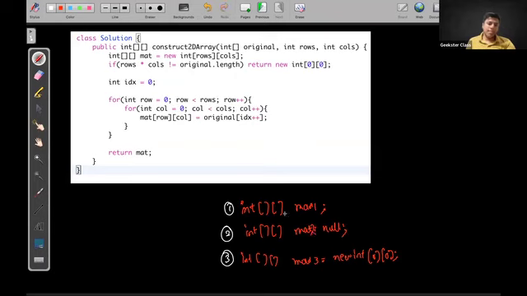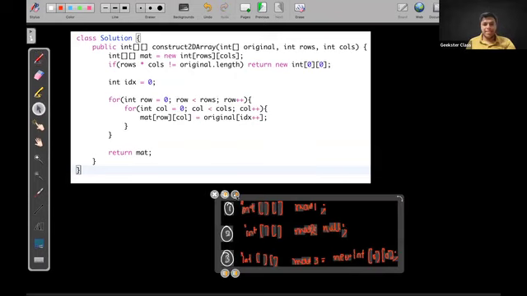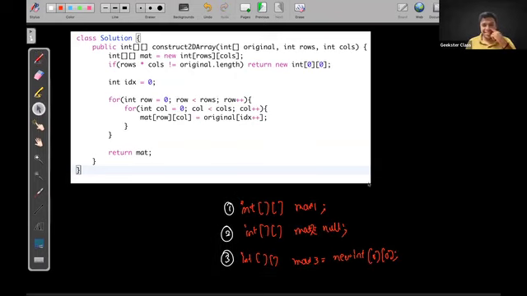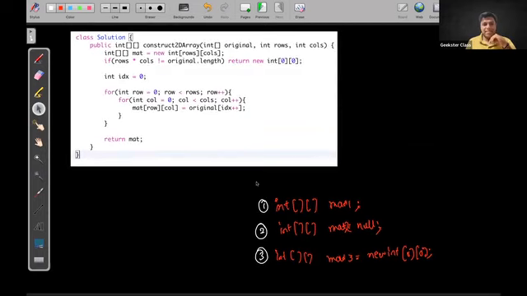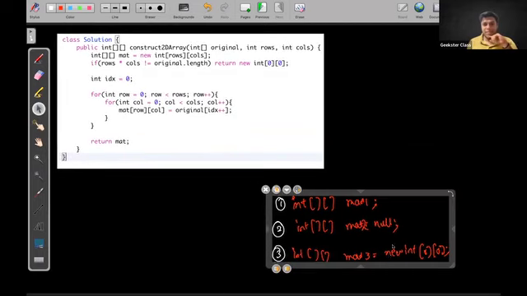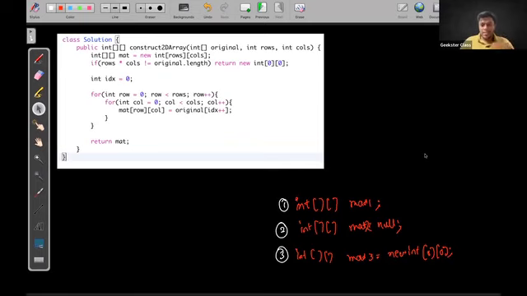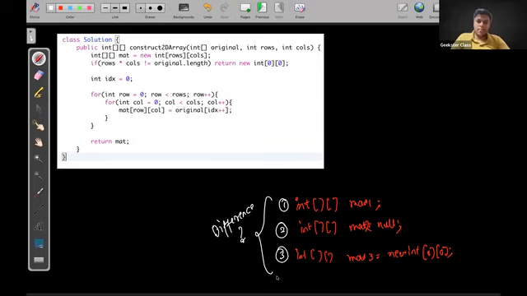Whoever can tell me will get a chocolate from my side after placement. What is the difference between line number 1, line number 2, line number 3? And if any two lines are the same, which two lines are the same?